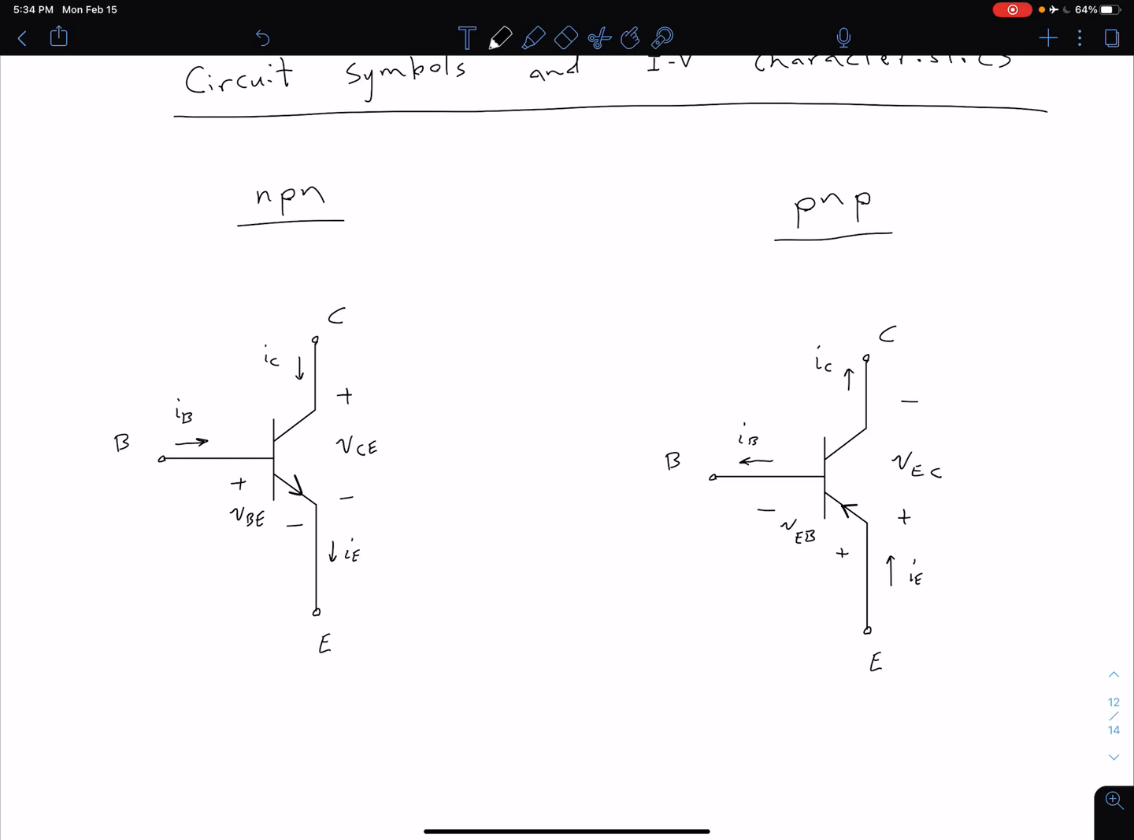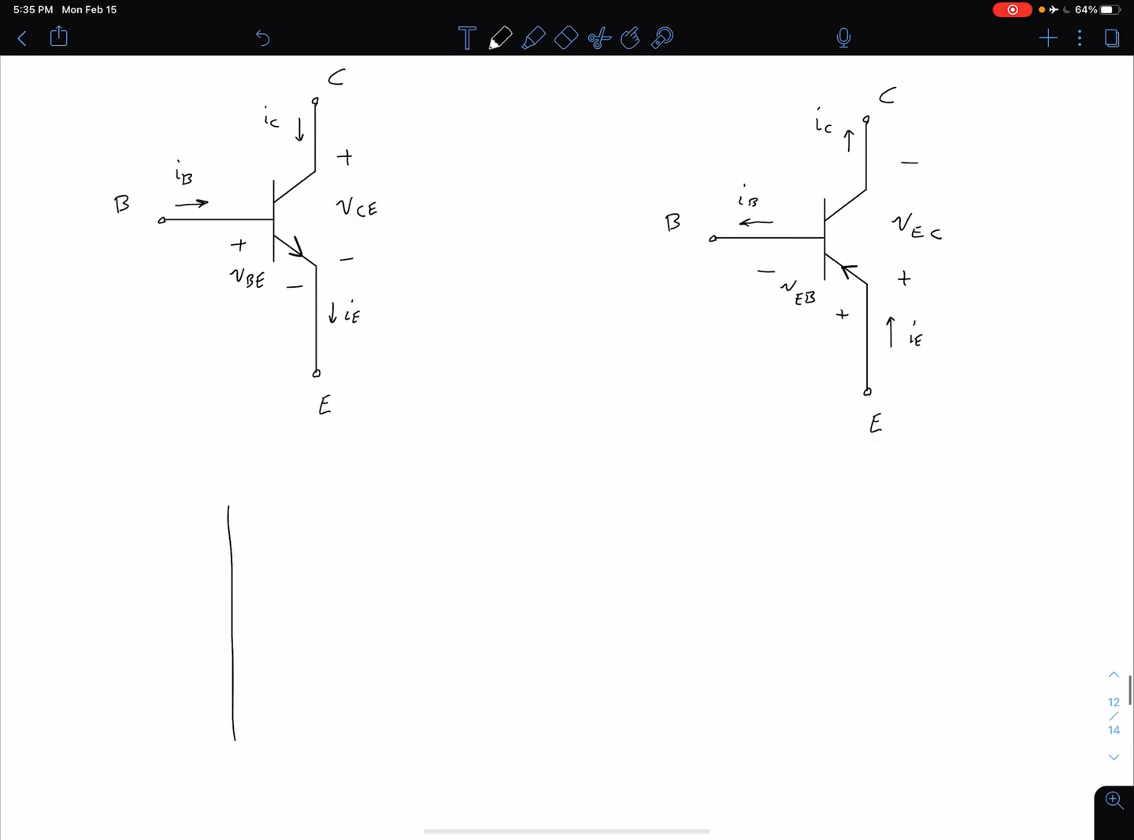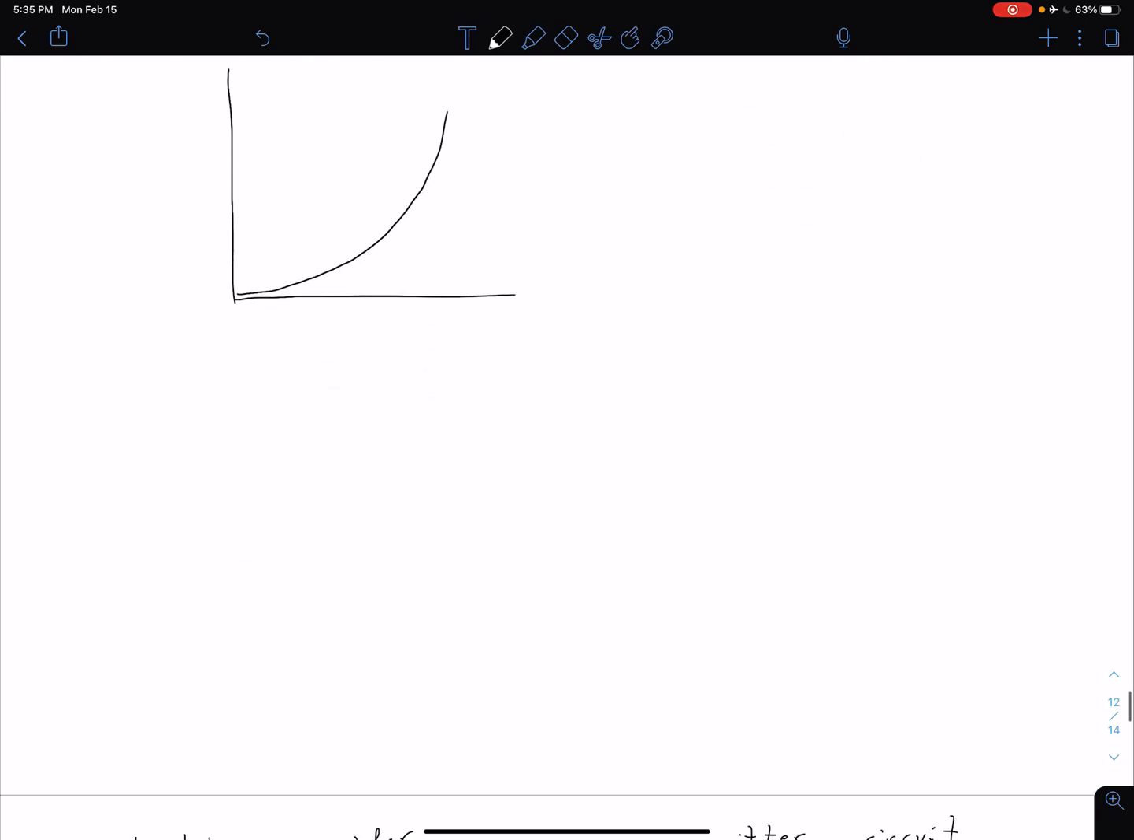Okay, so that's our basic structure. Now what we want to do is consider what an IV characteristic, or a current-voltage curve, for these devices even looks like. Just for reference, for the diode, we were tracking our diode current versus our diode voltage, and we had some exponential curve that looks like this. Well, now we have this three-terminal device, so how can we even determine this IV characteristic?